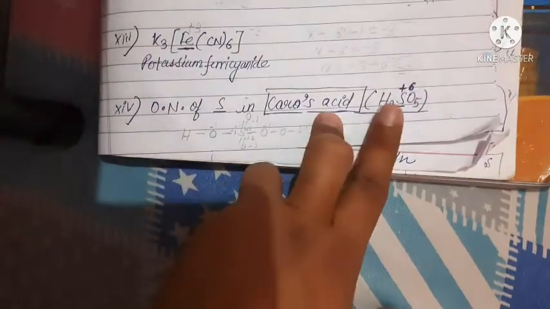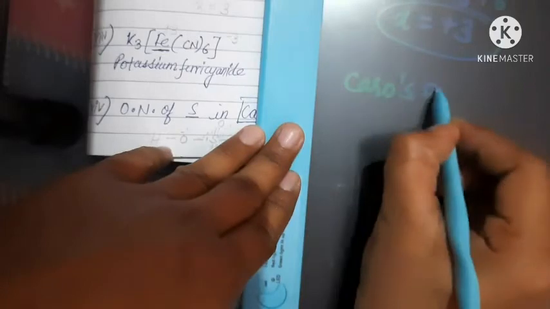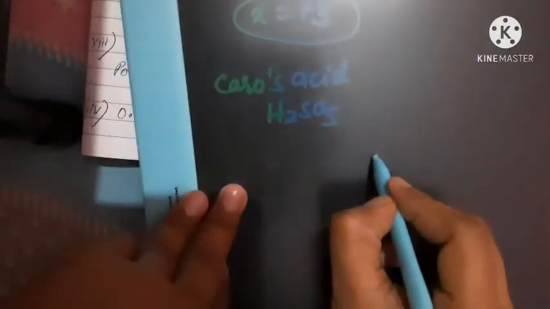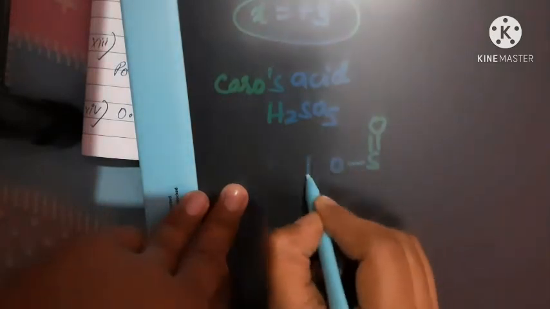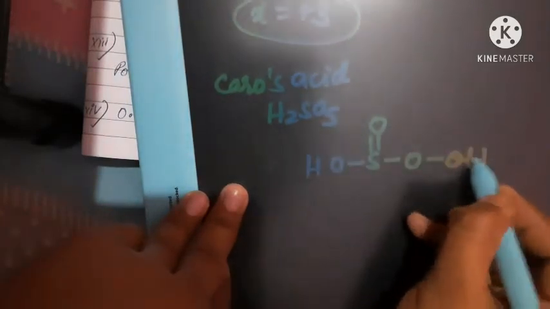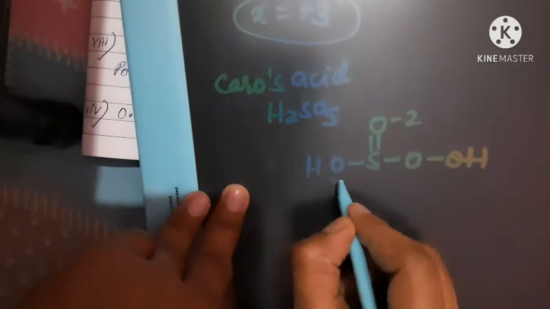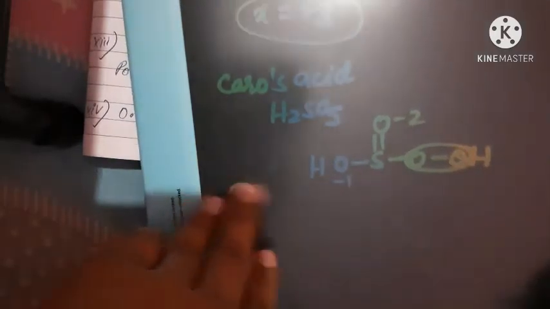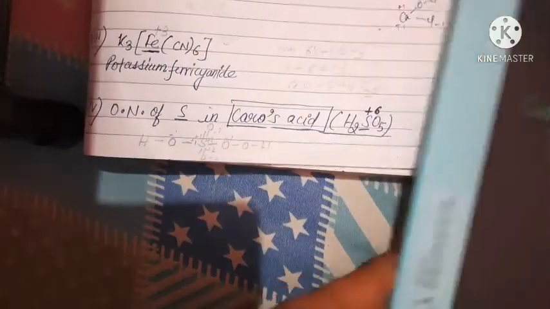Oxidation number of S in Caro's acid. What is Caro's acid? It is having formula H2SO5. So Caro's acid, H2SO5. How? Let's draw. S double bond O, OH, O, OH. So minus 2, minus 1. And this is the peroxide linkage. And one more. 1, 2, 3, 4 and one more. So minus 2 and minus 1.